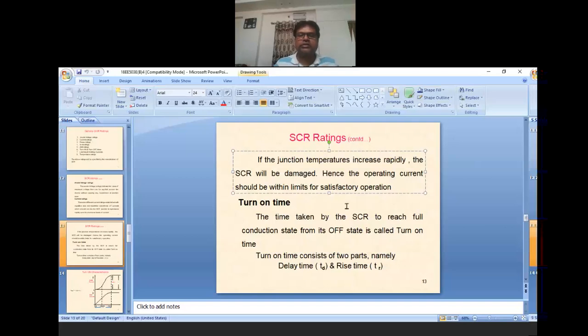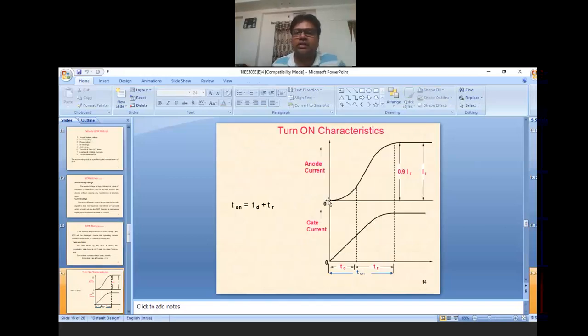Now we will be discussing the turn-on time. Here are the turn-on characteristics of an SCR, where anode current and gate current are also shown. This turn on is particularly related to the anode current only. Because of the gate current, anode current will increase and the SCR turns into the conduction state. Now we will be discussing these things with reference to anode current. The turn on is divided into two times, TD and TR. TD is called the delay time, TR is called the rise time.